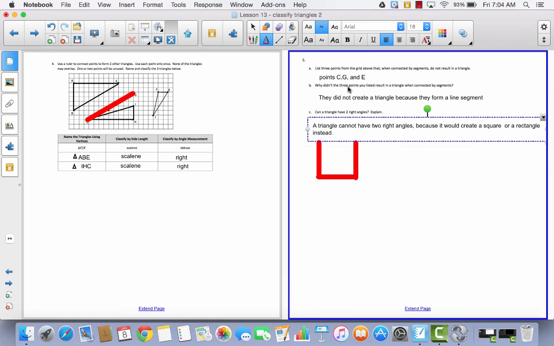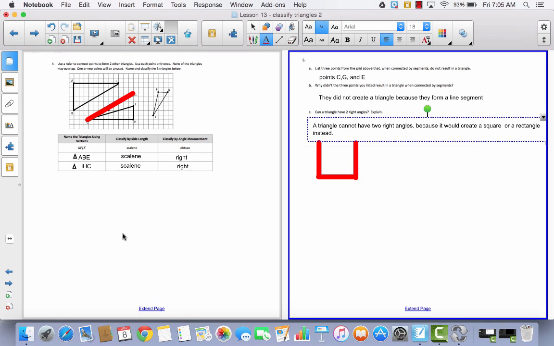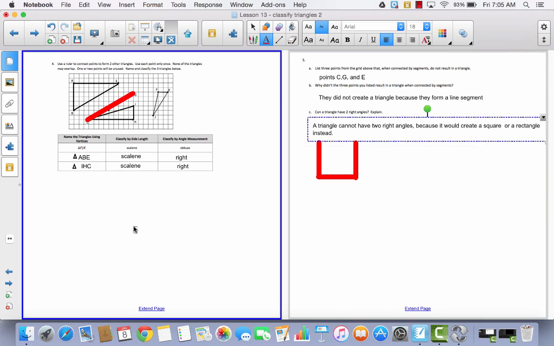Okay, so remember, there was a lot to learn today. Whenever you get ready to do your exit slip, come back and look at your practice sheet and look at your problem set, and hang on to those papers because you might need them in the future.